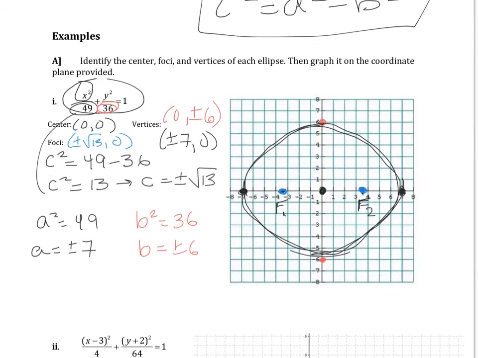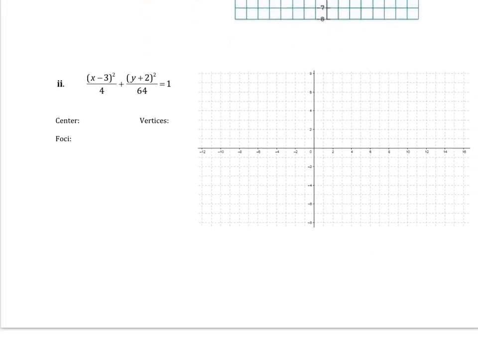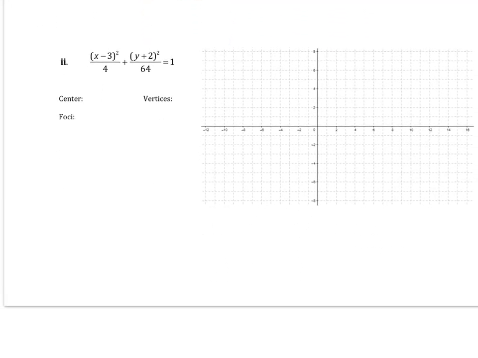All right, the next example is right below here. Okay, so this one looks a little different, right? Because the center, hopefully we can see, is not 0, 0 here. So just like with the circles, ellipses will translate their centers the same way a circle will translate its center. So the center of this guy is at 3, -2. Hopefully we can see that pretty easily. So 3, -2, I'll plot my center right there.